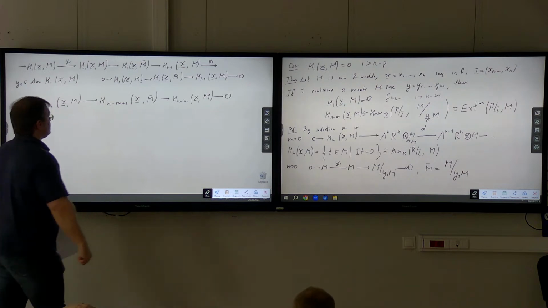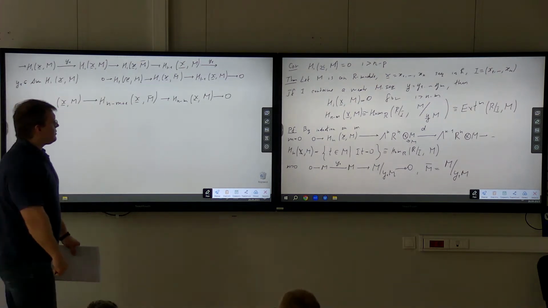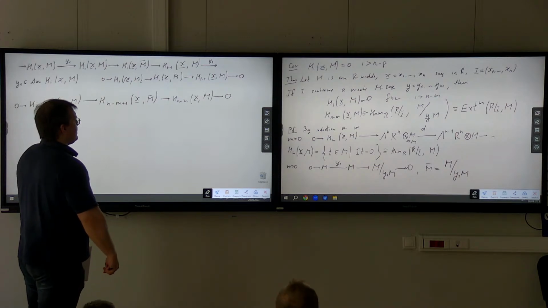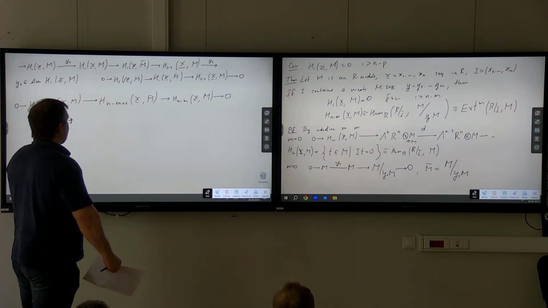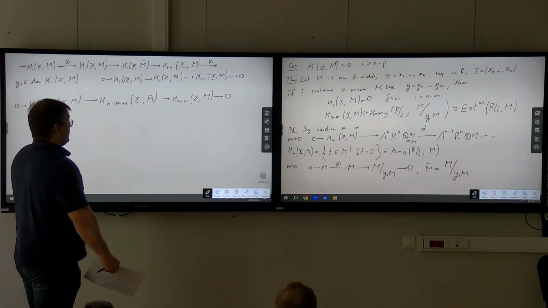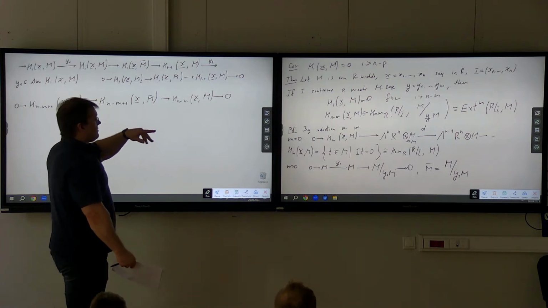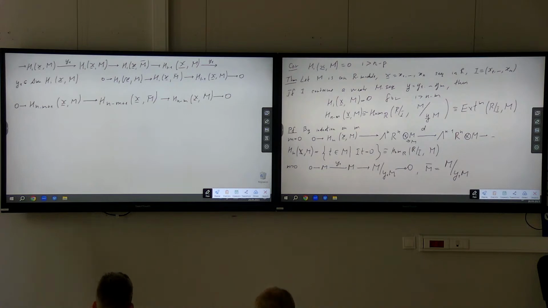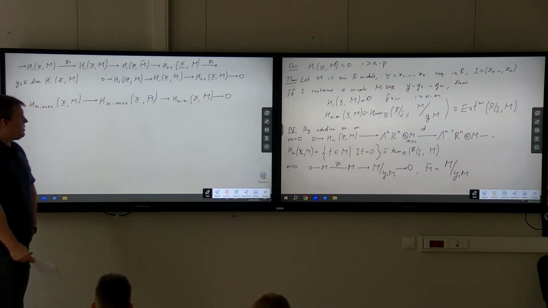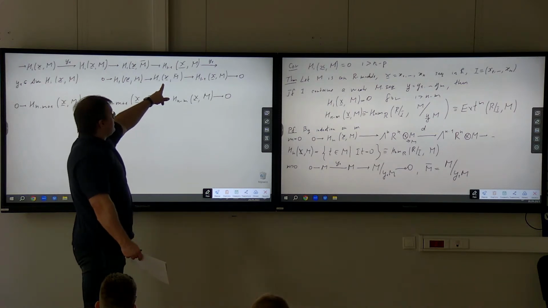Can you repeat how you used the first property? What was the first one? The vanishing of H_i for i larger than n minus m. Well, by induction. So we assume that you know this vanishing, for example, for m equals 1, right? You want to get this vanishing for m equal to 2. So then here you'll get the vanishing, right? Because this is the M bar.